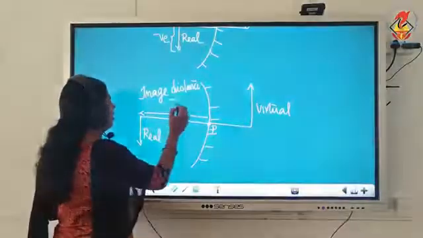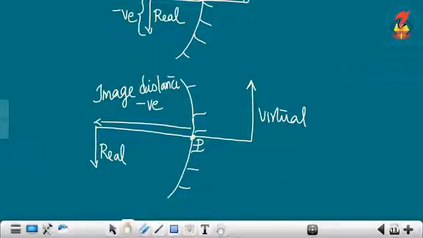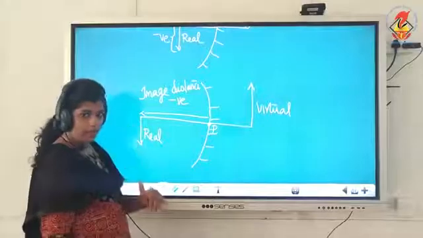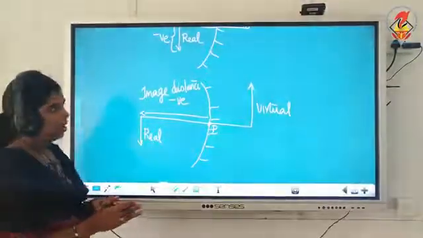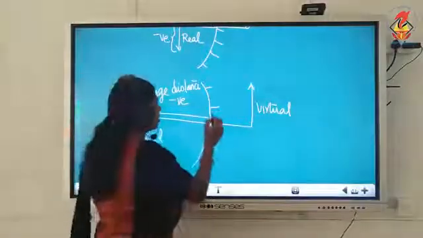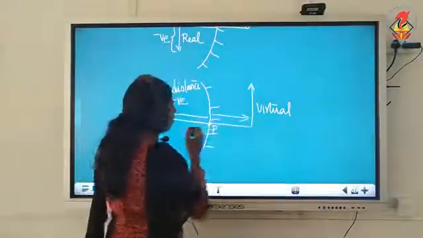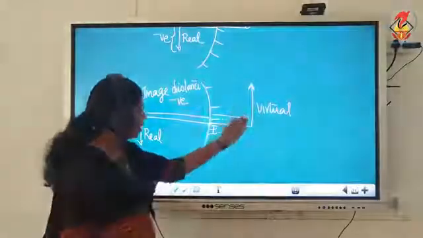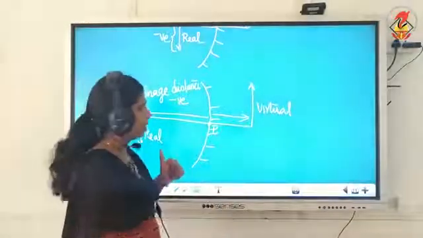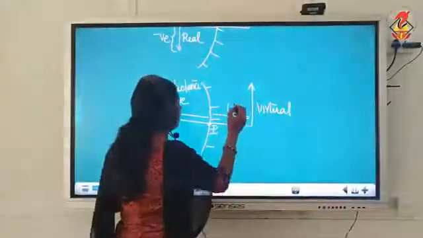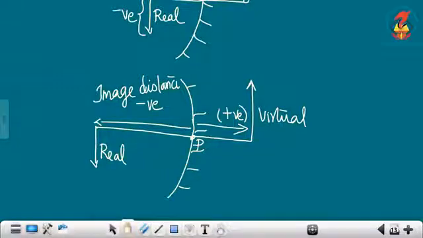This one is negative because we are measuring it opposite to the direction of light ray. Image distance in case of real image is negative because we are measuring it opposite to the direction of light ray. In case of virtual image, this distance we are measuring in the direction of light ray. That is also image distance. So, this distance will be positive.